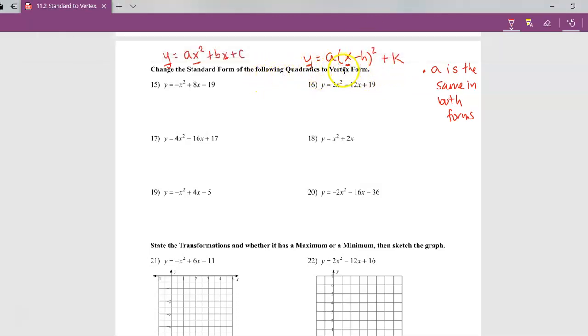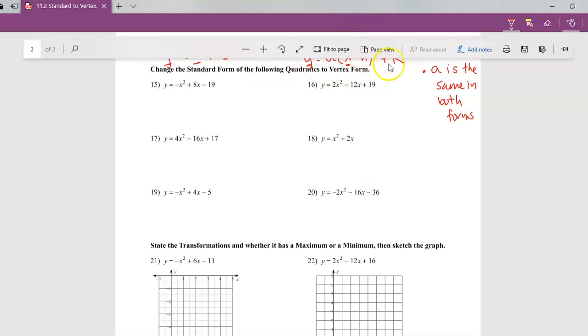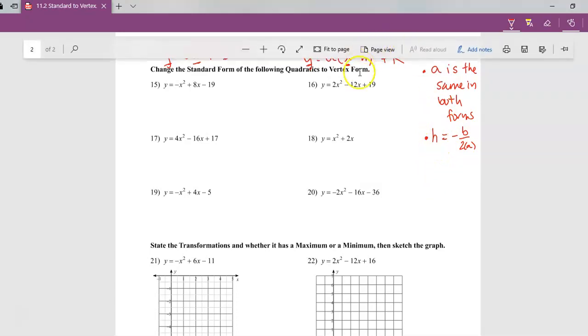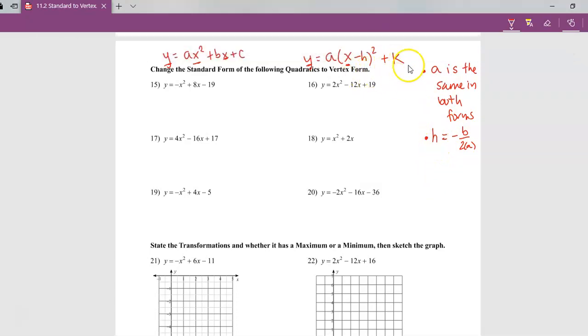vertex form. So in order to find the h value, we're going to use this little formula. H is equal to negative b over 2 times a. Okay, so that's what h equals. That's how we're going to find it. Once we have h and we have found what h is equal to, then we can find k. So we can't find k until we've found h first, so always find h first.